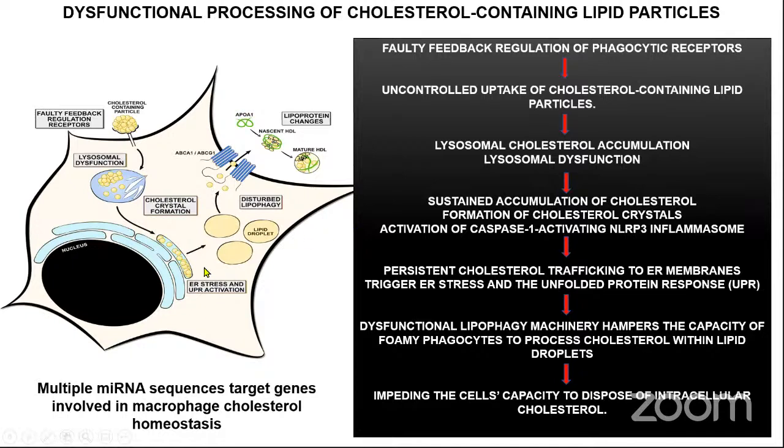And then this cholesterol, when it is moved to the endoplasmic reticulum, can cause stress in the endoplasmic reticulum and an unfolded protein response, which then hampers the capacity of the foamy macrophages to process the cholesterol within the lipid droplets, and it cannot now dispose of the intracellular cholesterol. And in this, you have multiple mRNA sequences which target genes which are involved in macrophage cholesterol homeostasis. So all of these factors drive the formation of the foamy macrophage.